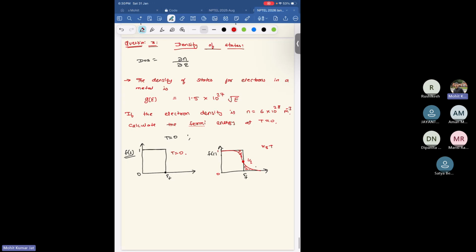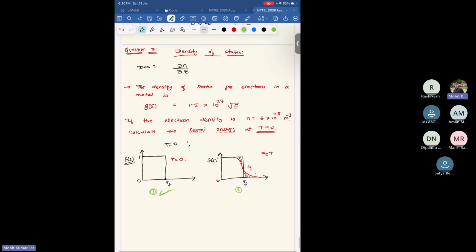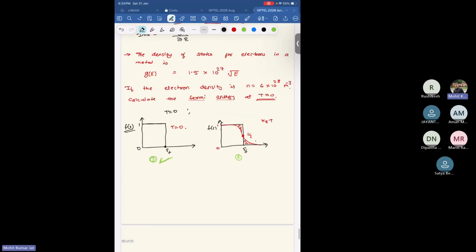Since in the question the case is given for T equal to 0, we will take the Fermi distribution function of this form. So this is the correct one for our case. If you have a temperature dependent part, then you have to account for that also. Okay. So now the density of states for the electron in the metal is given. The electron density is this. Calculate the Fermi energy. It's an easy problem where you just have to integrate it, and then you'll get your answer.